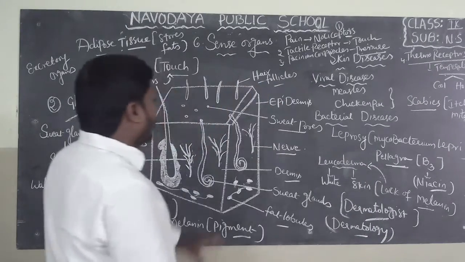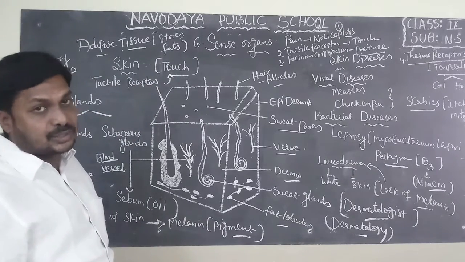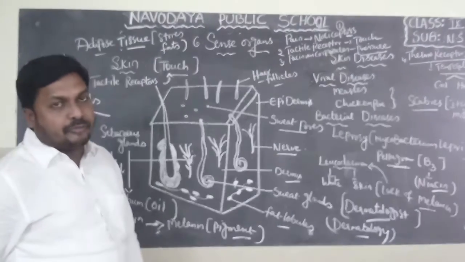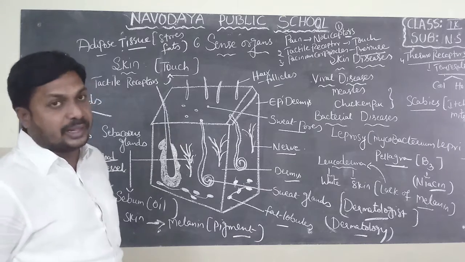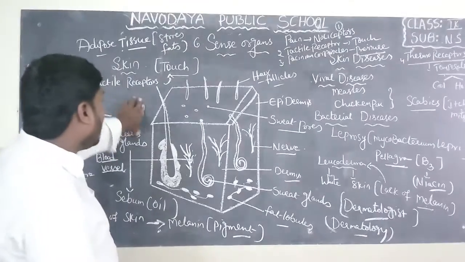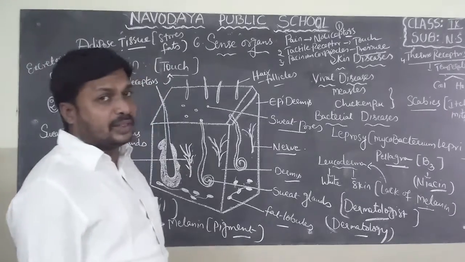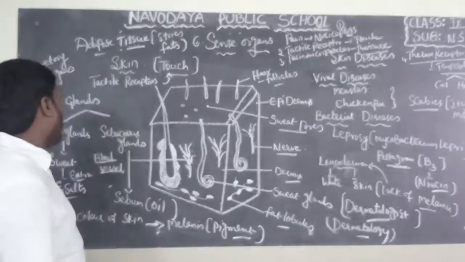So this is about skin. The fifth sense organ, the last sense organ, is called skin. Skin helps to detect touch. Without skin, we can't feel touch, no? And different receptors present in the skin help to identify the touch sense of objects.